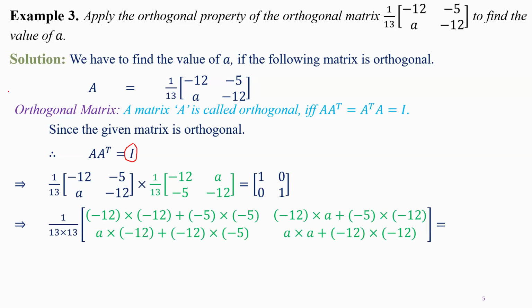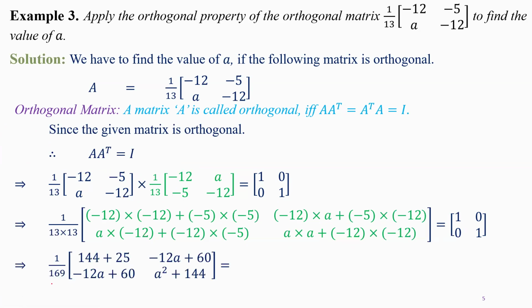Now let us multiply this. 1/13 into 1/13, we have taken outside. Multiply minus 12 into minus 12, plus minus 5 into minus 5. That is the first part. Then minus 12 into a, plus minus 5 into minus 12, the second element of the first row. Similarly, a into minus 12 plus minus 12 into minus 5, and a into a plus minus 12 into minus 12, which is equal to the identity matrix, 1 0 0 1.